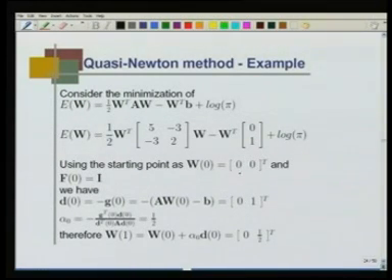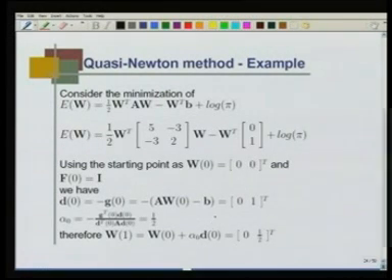So, I start with W naught as 0 0, F naught as the identity matrix, and then D naught, in the first iteration, I get minus G naught, and that is 0 1 transpose, a column vector. Alpha naught is minus G transpose naught D naught by D transpose naught A D naught, which is half, and therefore W 1 is W naught plus alpha naught D naught.